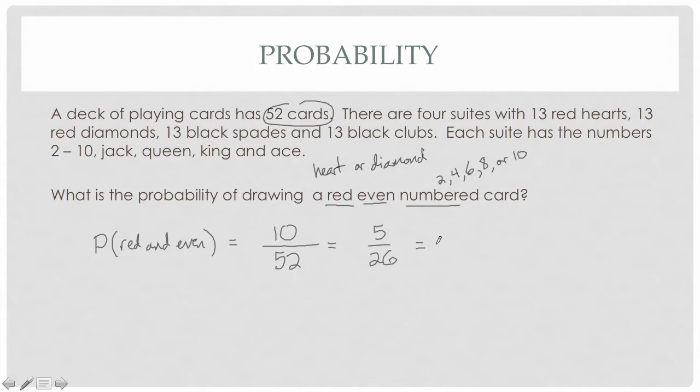If I turn that into a decimal, 5 divided by 26 is approximately 0.1923. That's my probability. But if I wanted it as a percent, that's about 19.23%. That's the chance that if I have a whole deck of cards and I draw one, it's going to be a red even number. It's a little bit about probability. We have to count the right amount of things and then express it in the right way.